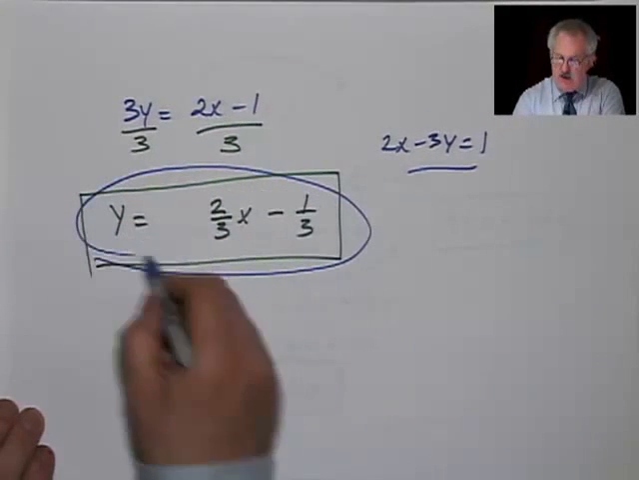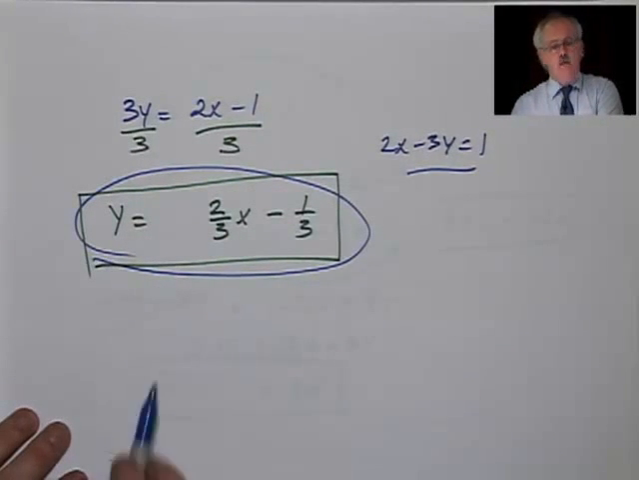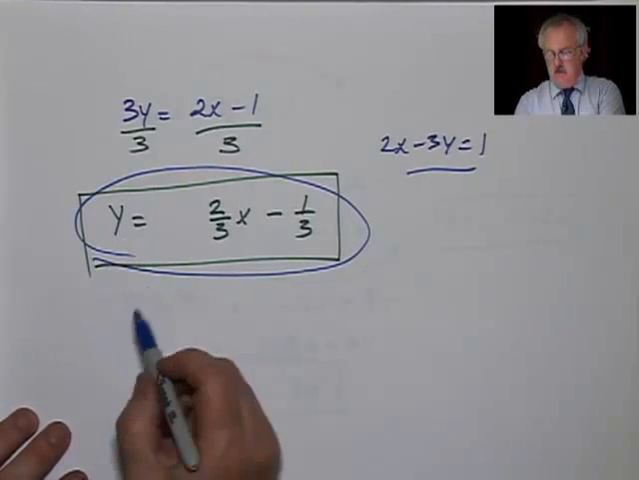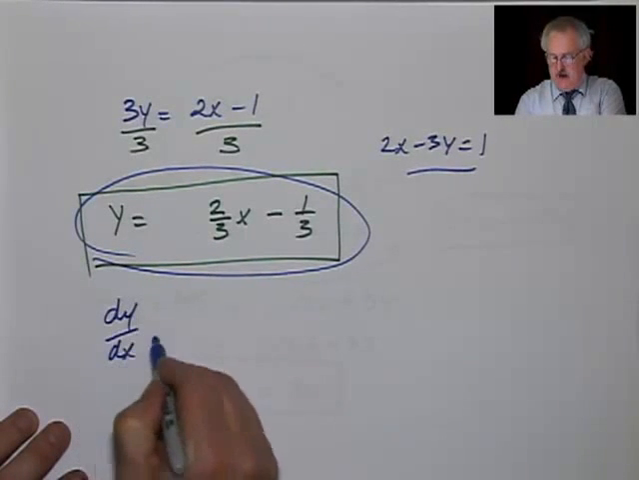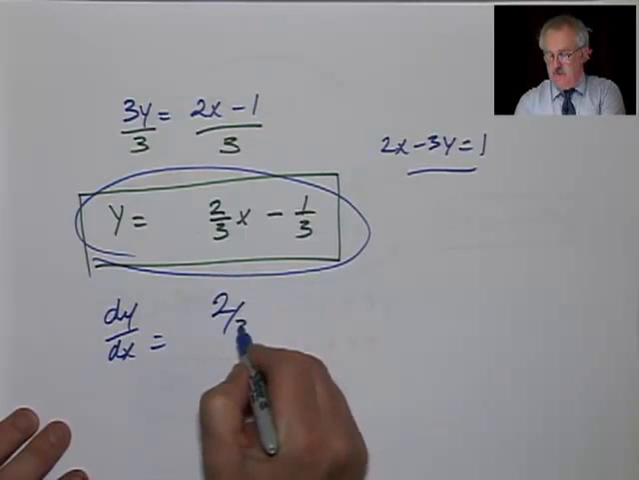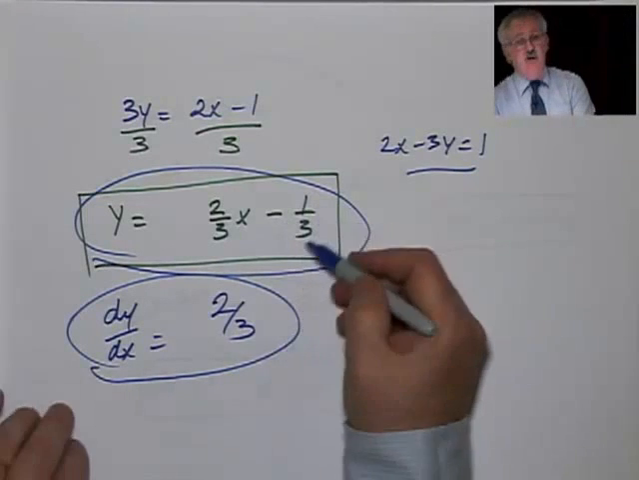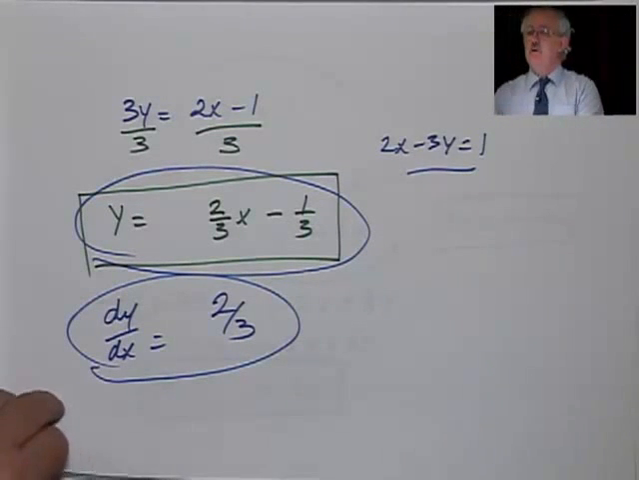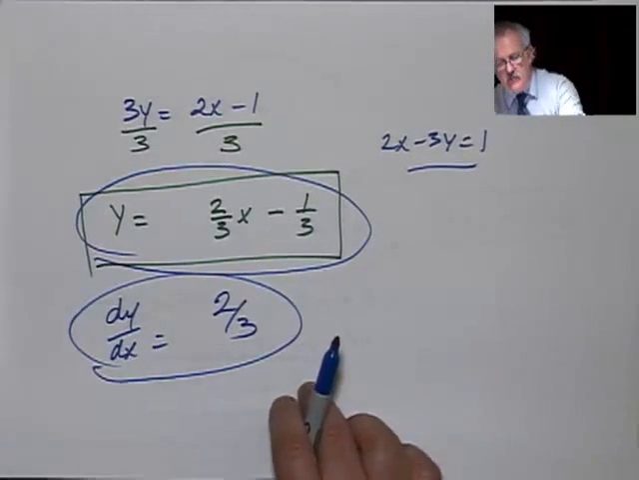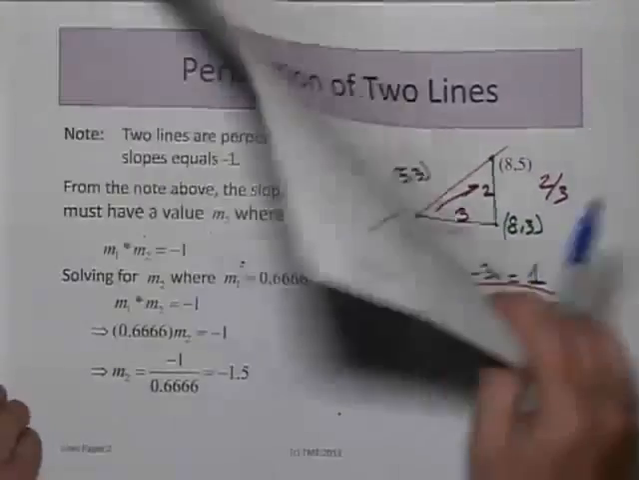But if that's the equation, what's the slope? What's dy/dx of something like that? 2 over 3, isn't it? Because that just falls out. That's just a constant. So we have our slope there. Let's look at the other line for a minute.